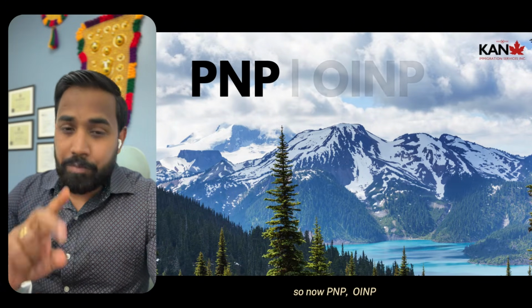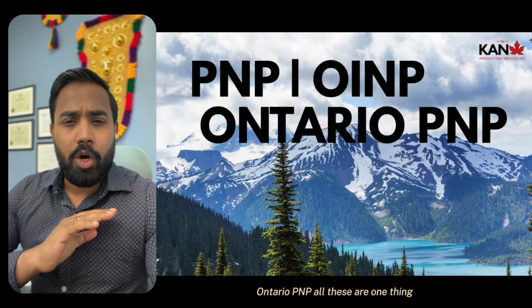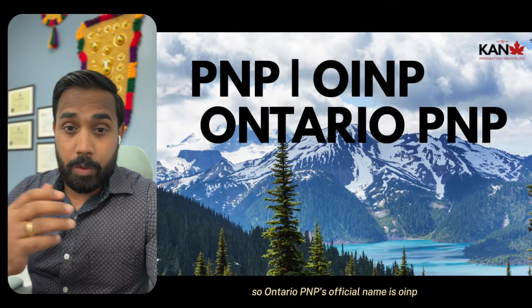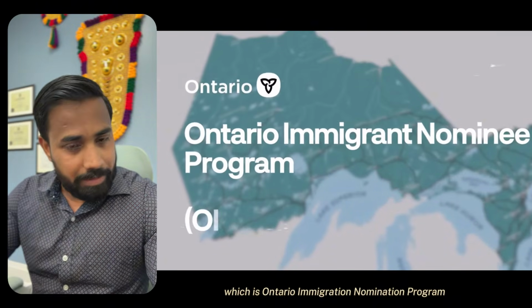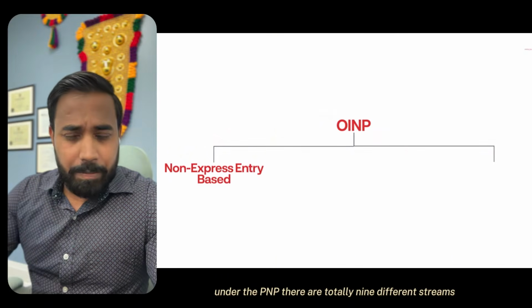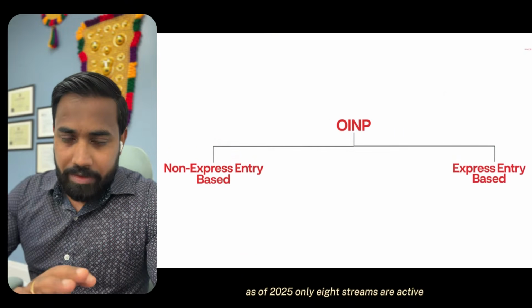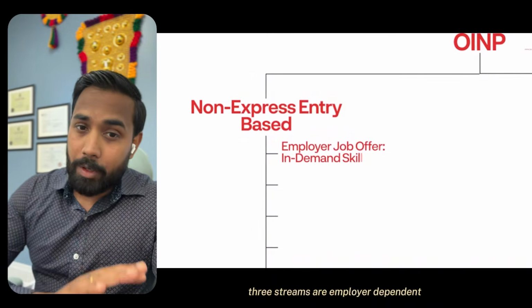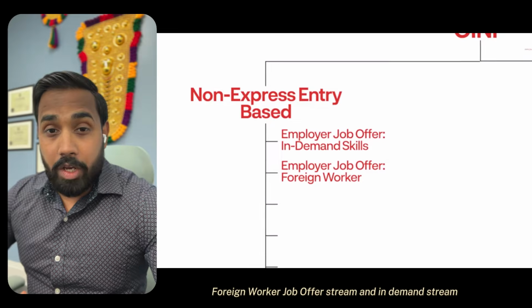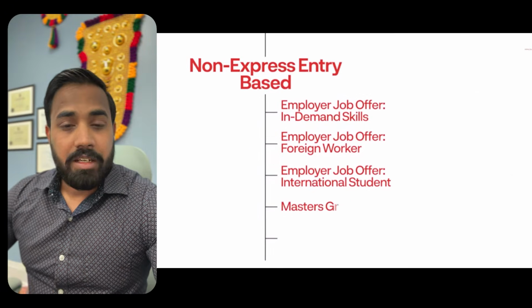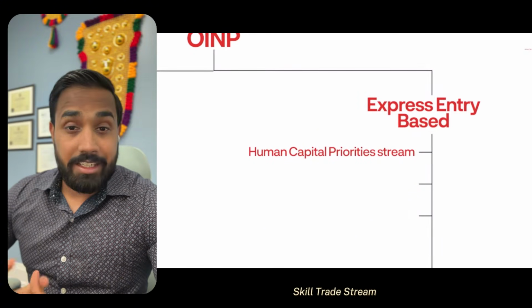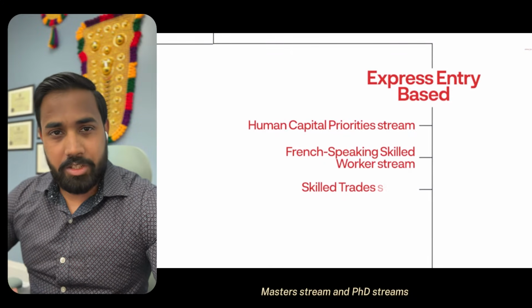PNP, OINP, Ontario PNP, all these are one thing, just different names. Ontario PNP's official name is OINP, which is the Ontario Immigration Nomination Program. People call it Ontario PNP. Under the PNP, there are 9 different streams in total. As of 2025, only 8 streams are active. Of those 8 streams, 3 are employer dependent: the international student job offer stream, the foreign worker job offer stream, and the in-demand stream. The rest come under the human capital streams, which include the French-speaking stream, human capital priority stream, skilled trade stream, master's stream, and PhD stream.